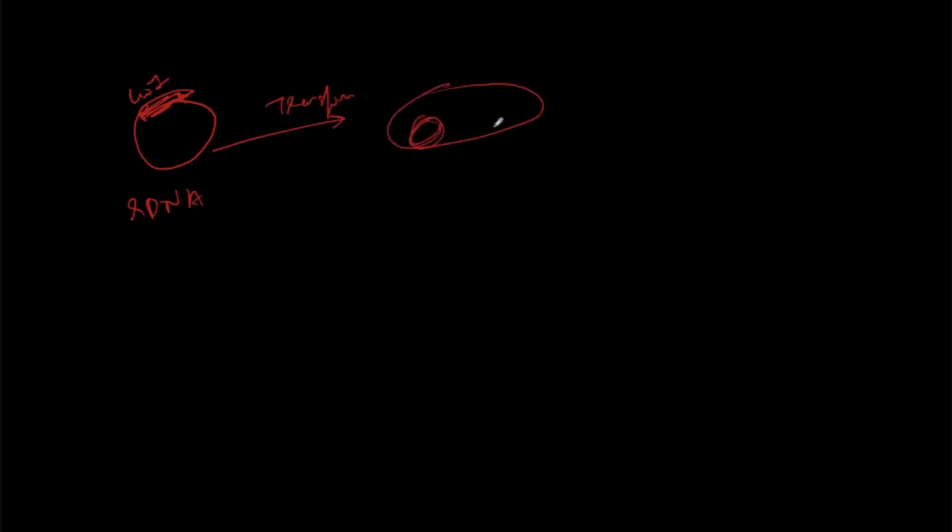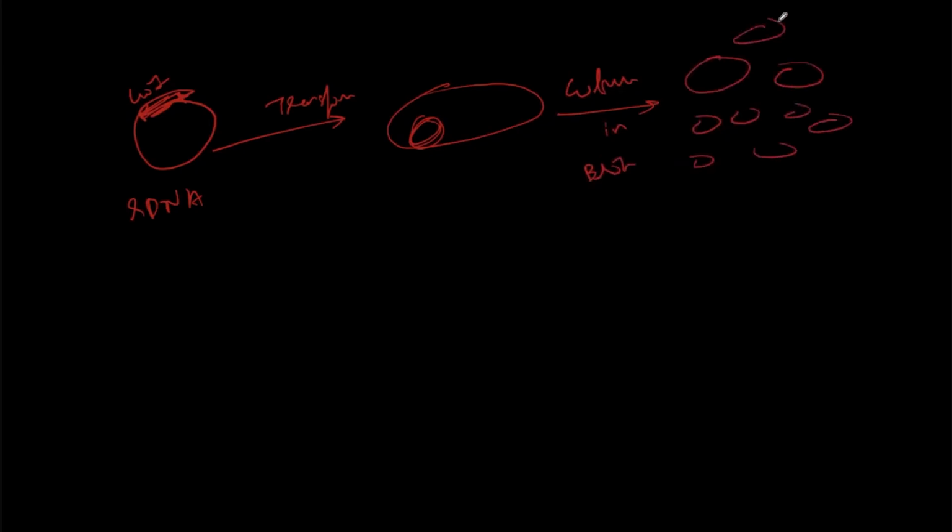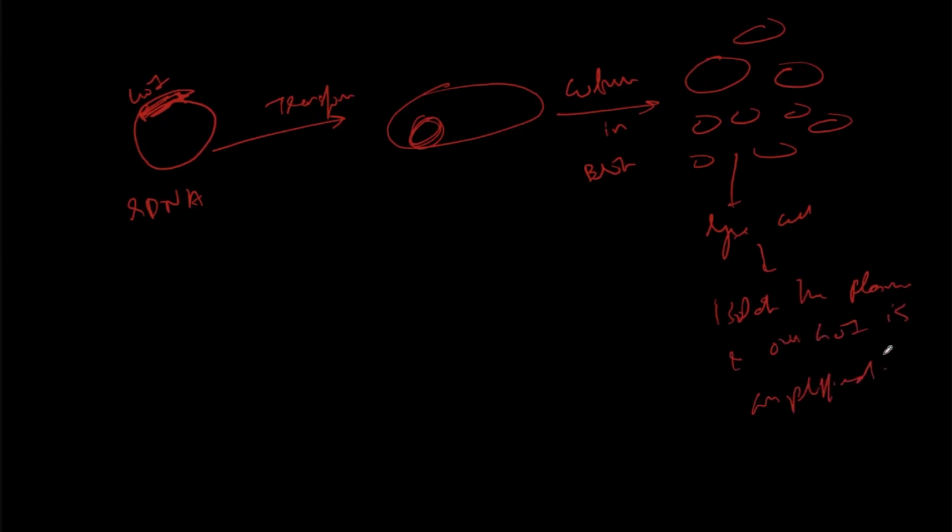Now, if you want more of this, we'll basically culture this bacteria in a broth. As this bacteria divides, and again if we lyse this cell, we'll isolate the plasmid, and our gene of interest is amplified. So again, the more the bacteria divides, the higher the copy number, and the higher will be the gene of interest, right?